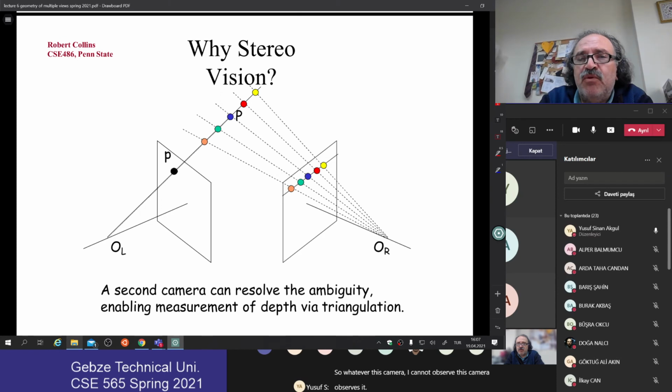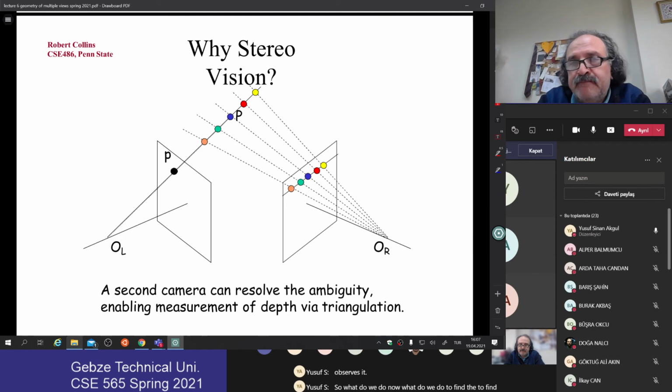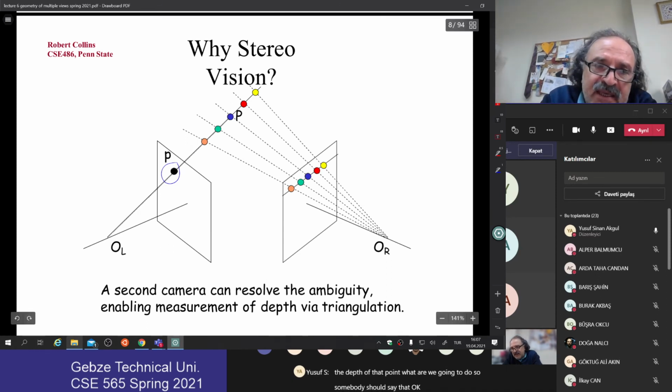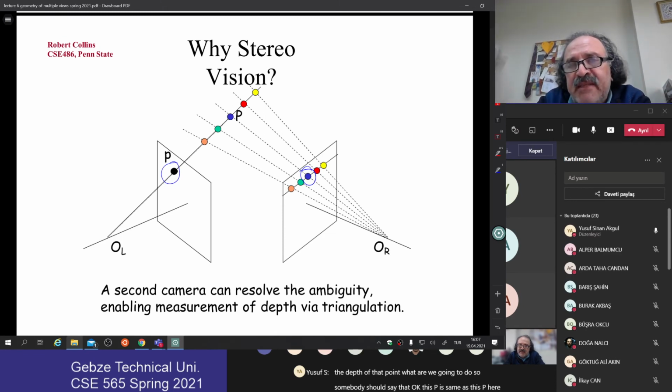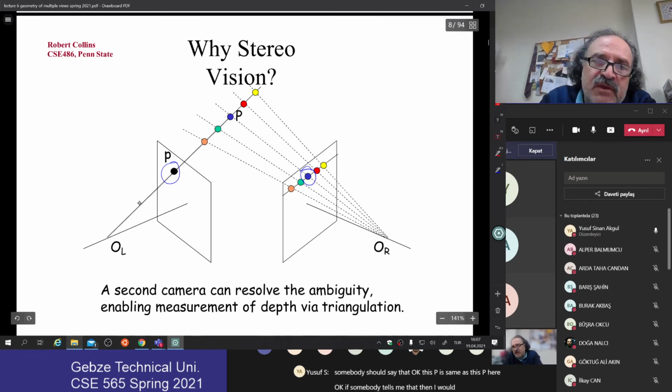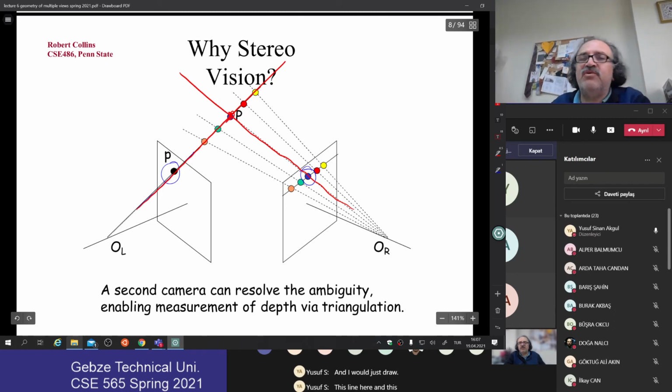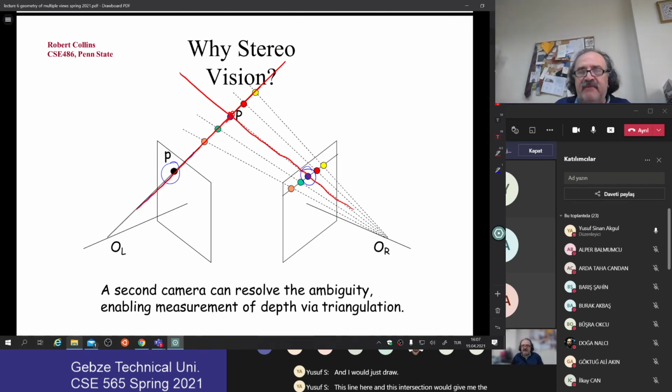So what do we do now? What do we do to find the depth of that point? Somebody should say that, okay, this P is the same as this P here. If somebody tells me that, then I would just draw this line, and I would just draw this line here, and this intersection would give me the X, Y, Z of that P.